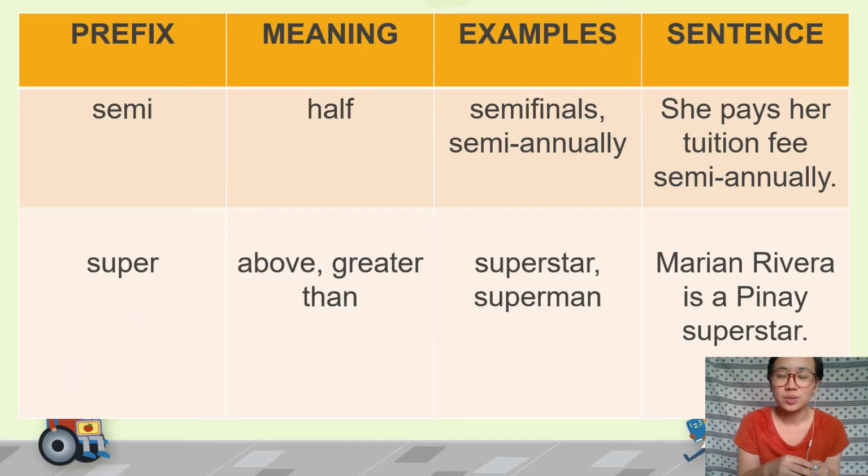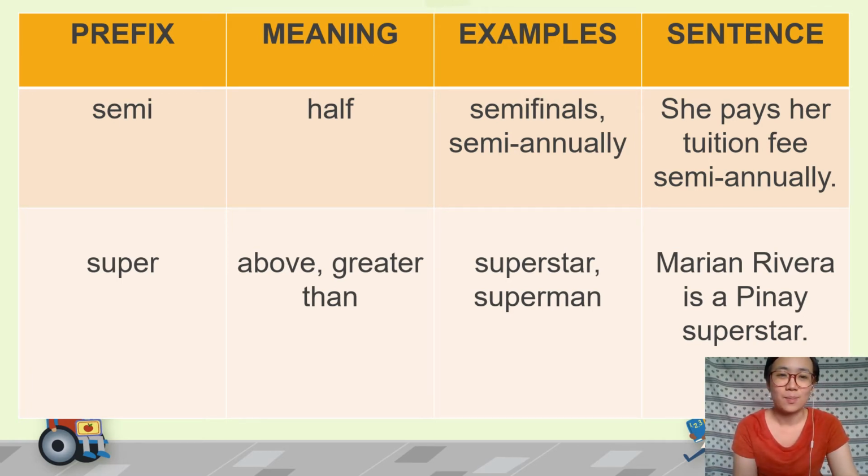All right. So far, do you have any questions? You can type in your questions in our chat box and I will gladly answer them before we end our class. Okay. So moving on, we have another example here, semi. The meaning is half. Examples, semi-finals, semi-annually. The sentence, she pays her tuition fee semi-annually. So semi-annually means twice in a year or two times in a year.